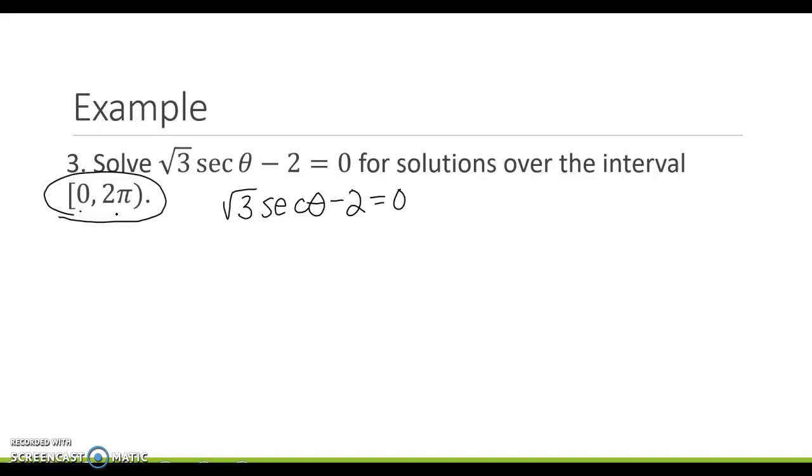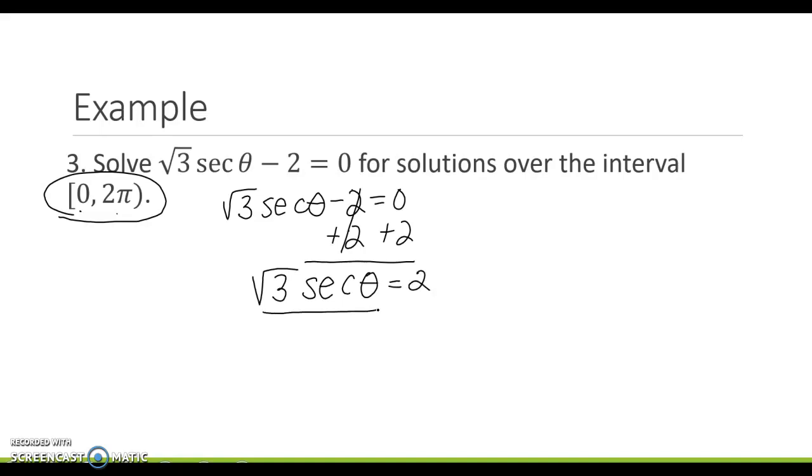So let's start by isolating this variable, or this trig function of secant. We'll add 2 to both sides. I get square root of 3 secant theta equals positive 2. Now we'll divide by the square root of 3.